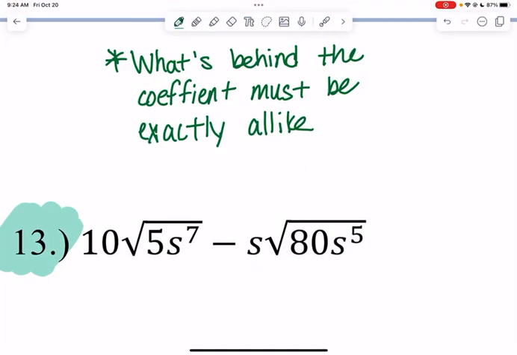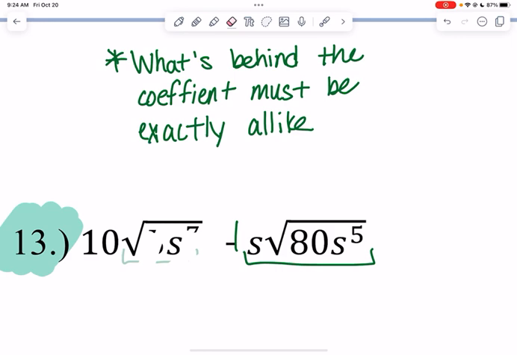So when you're adding and subtracting radicals, just remember that what's behind the coefficient has to be alike. For radicals, that would mean the exact same root with the exact same value underneath it. When we've got variables thrown in, it still just means, whatever is behind that coefficient. So like we've got a coefficient of 10 and 1 currently, and what's behind them should be alike. Right now we have the square root of 5s to the 7th and then the square root of 80s to the fifth. They are nothing alike.